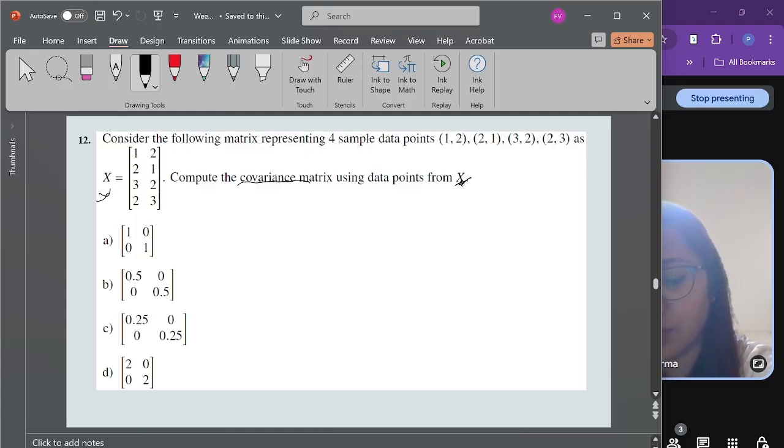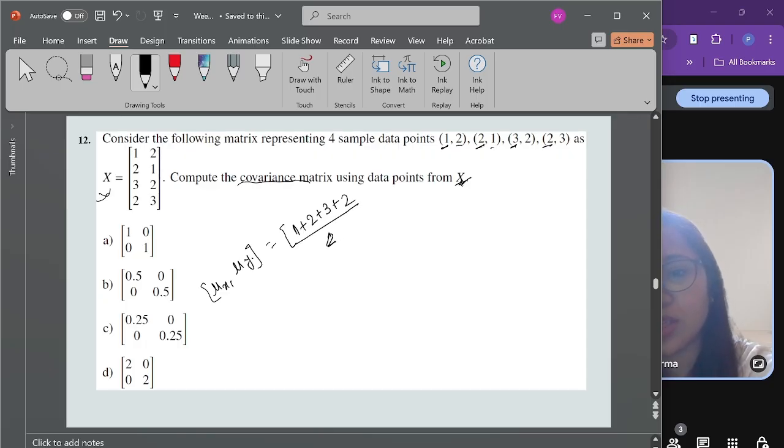So the mean vector mu is calculated by taking the average of the corresponding data points. Two data, x and y, are given, so we have to compute mu x and mu y, right? So just take the average of all the x values and y values. So here we can represent it as 1 plus 2 plus 3 plus 2 for x.